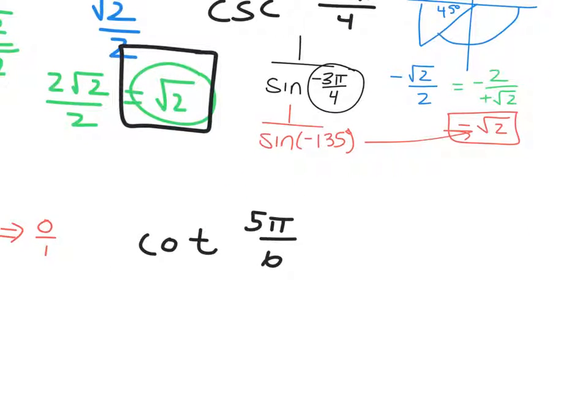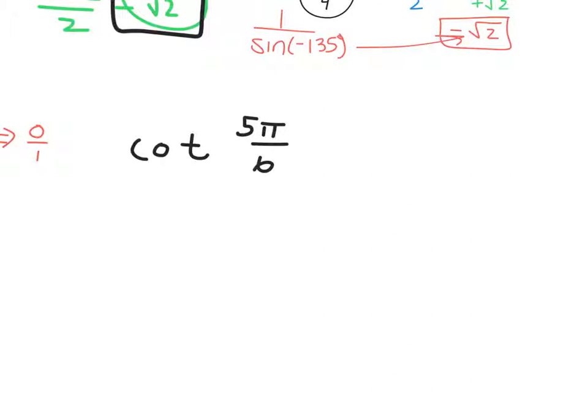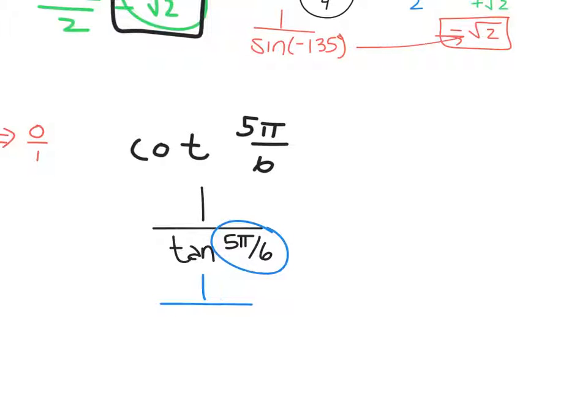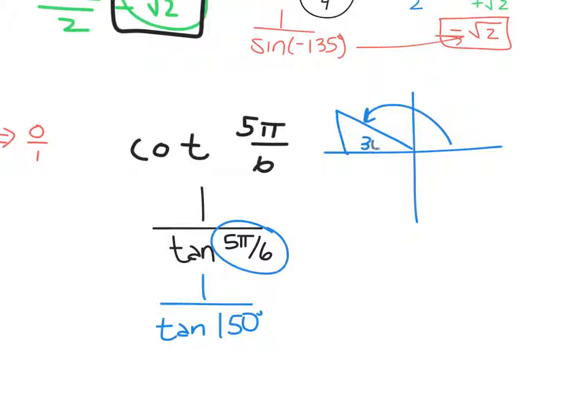Okay, cotangent of 5 pi over 6. What you're really going to do is the tangent of 5 pi over 6 and then find the reciprocal. 5 pi over 6 is the same thing as 150 degrees. So let's look at 150 degrees on the unit circle. This is going to create a 30 degree angle. So we know that the tangent of 30 is root 3 over 3.